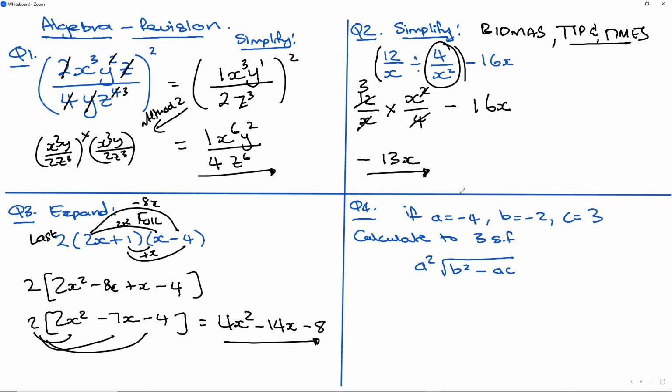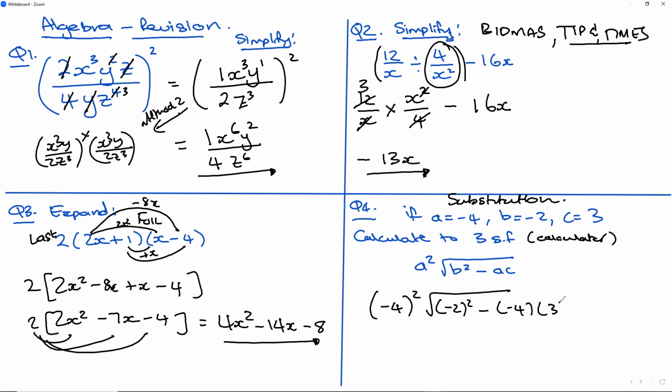If a is equal to negative 4, we're doing some substitution now, and b is equal to negative 2, and c is equal to 3, calculate to 3 significant figures, obviously using a calculator, and substitution. So negative 4 squared, b squared is negative 2 squared, minus a times c, which is negative 4 times 3.